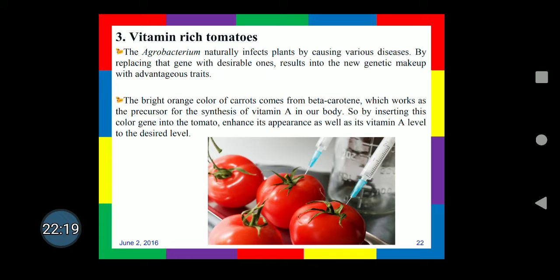The same manner is what we see in the case of golden rice. Here we are producing vitamin rich tomatoes. Agrobacterium naturally infects plants, causing various diseases, and here the genes are replaced with the gene of interest, which is an advanced trait. So the bright orange color of the carrot comes from beta carotene, which is the precursor of vitamin A in our body. By inserting the color gene into tomato, we can improve the appearance as well as the level of vitamin A in the tomatoes.